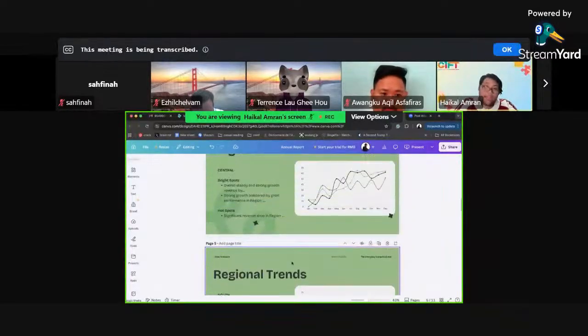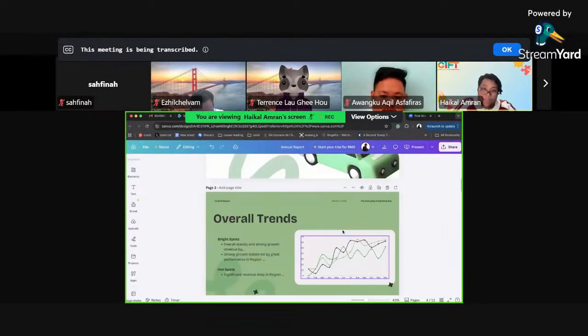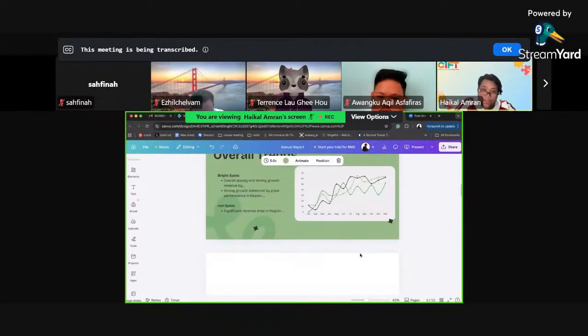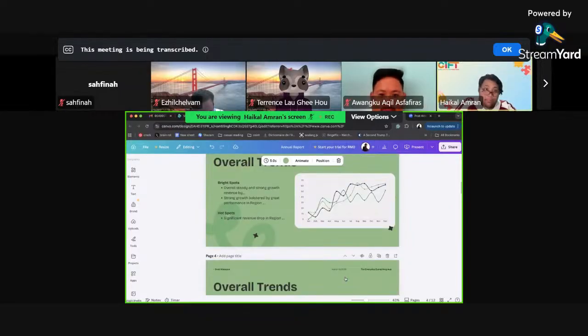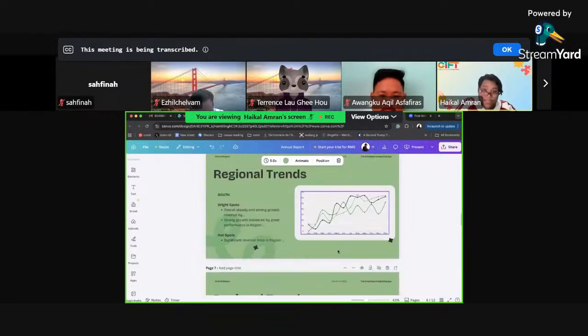And it can be in the same slide. It can be, for example, if you want to add a blank slide in between, and then put your table in the blank slide, put your chart in the blank slide, also can.